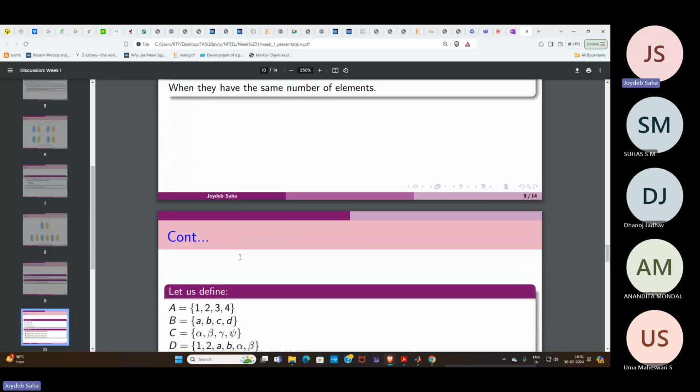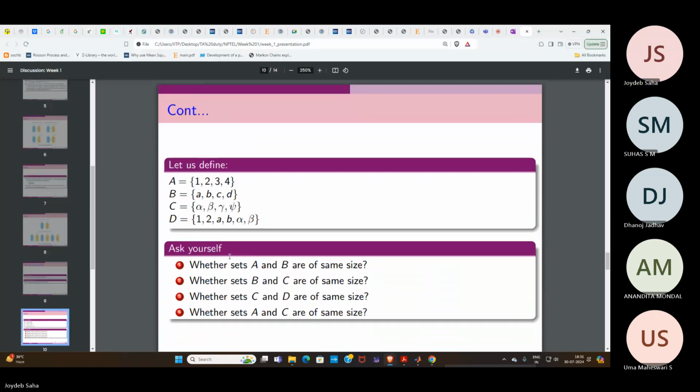But now, let us define some sets. Set A includes 1, 2, 3, 4. Set B includes A, B, C, D. Set C includes alpha, beta, gamma, and xi. And set D includes 1, 2, A, B, alpha, beta.